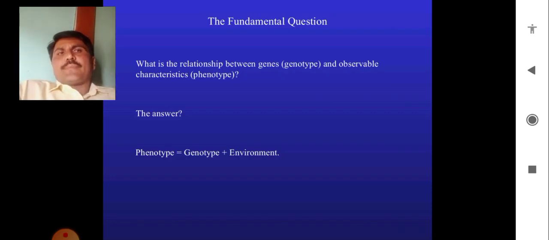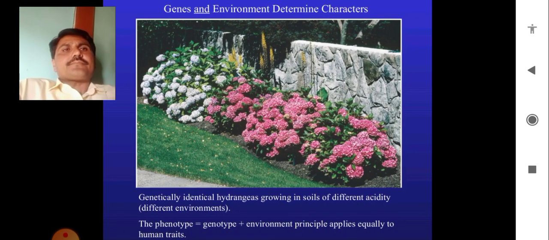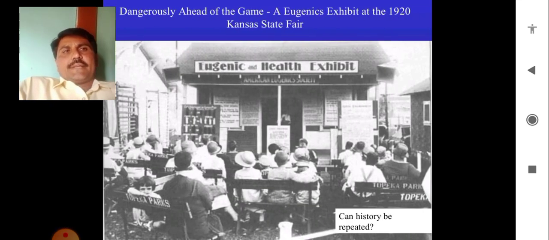Genes are the genotype, and the characters which we observe are the phenotype. Phenotype is equal to genotype plus environment. Genetically identical plants growing in soils of different acidity, you can look at the flowers, the bushy flowers along the wall. Phenotype is equal to genotype plus environment. This principle applies equally to human characters.